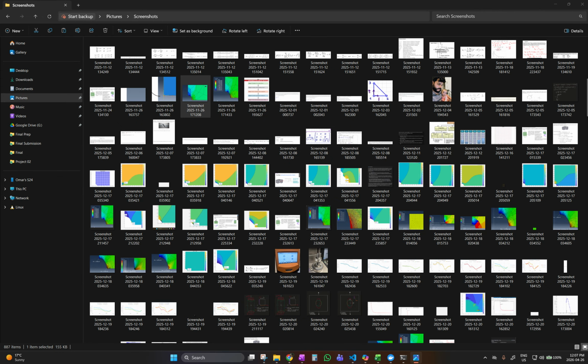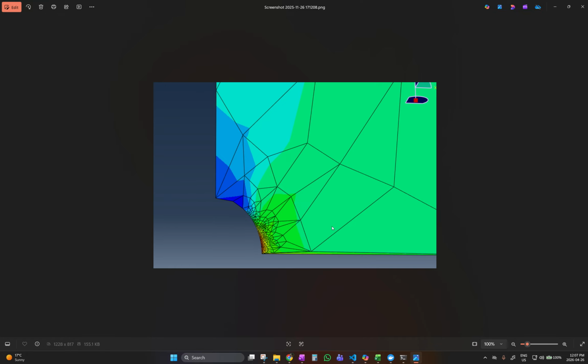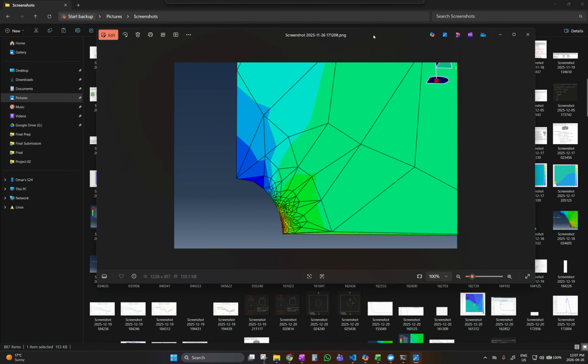Basically the loading conditions are flipped, so our equator. Oh, I apologize. You cannot see that. I think now you can see it. Yes, now you can see it.